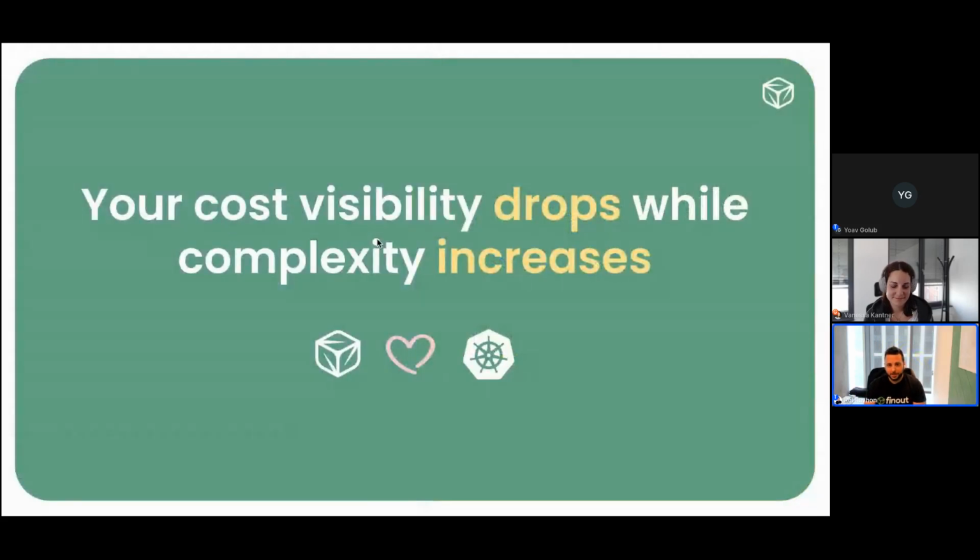Essentially, our visibility significantly drops when migrating to Kubernetes, because now we're getting bills from the cloud providers, but the bills from the cloud providers speak at the instance level, while we're running pods and everything on top of it. So our complexity is increasing and the visibility is dropping.